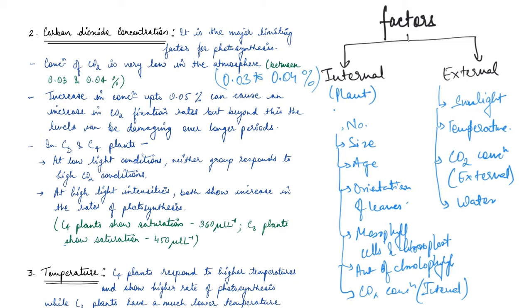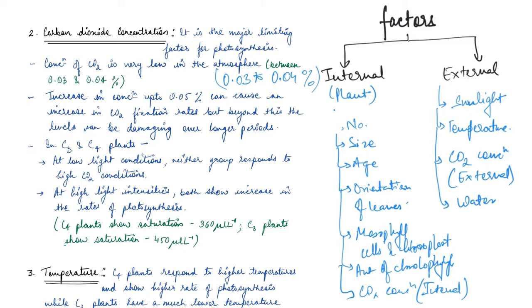So the C3 and C4 plants respond differently to CO2 concentration. At low light conditions, neither group responds to high CO2 conditions, and at high light intensities, both show an increase in the rate of photosynthesis. Now, there's one important thing to note: at high light intensities, both the plants show an increase in rate.